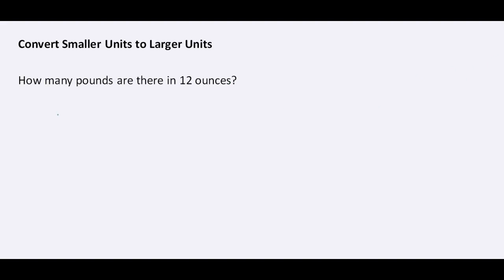So we're looking at converting smaller units to larger units. How many pounds are there in 12 ounces? So we know that 16 ounces make 1 pound. So we have a 16 to 1 ratio for ounce to pound. And then we have 12 ounces. So we're looking for the number of pounds. So we're going to look at equivalent ratios or equal ratios. So here we have 16 to 1 is equal to 12 to, let's call this x.